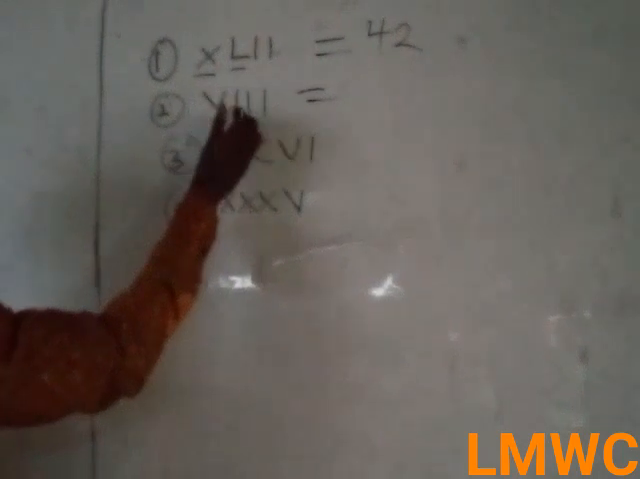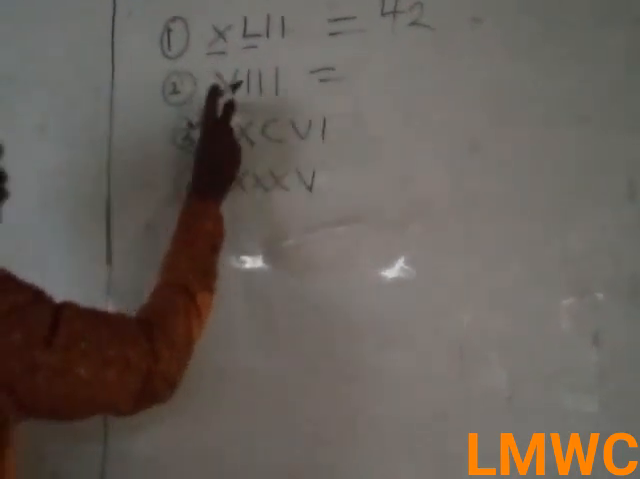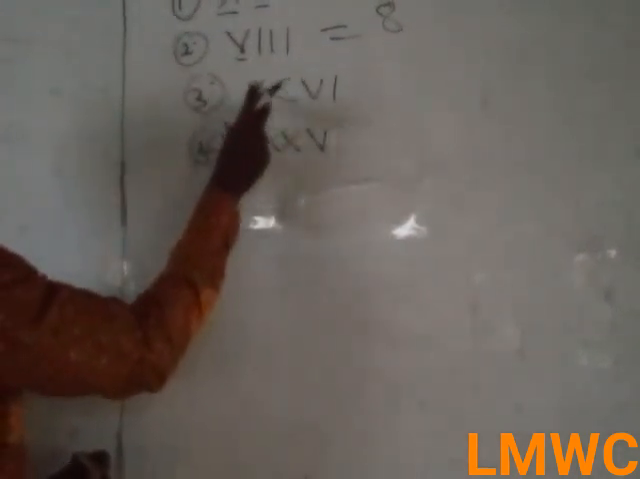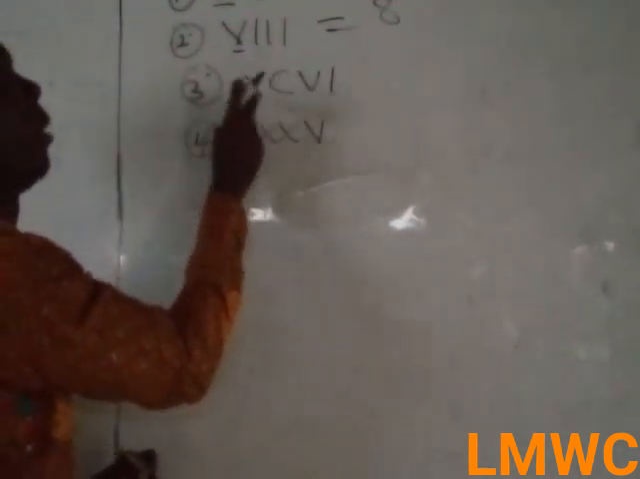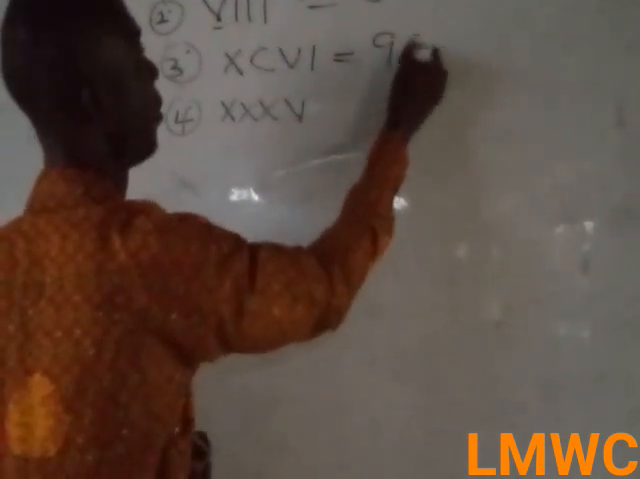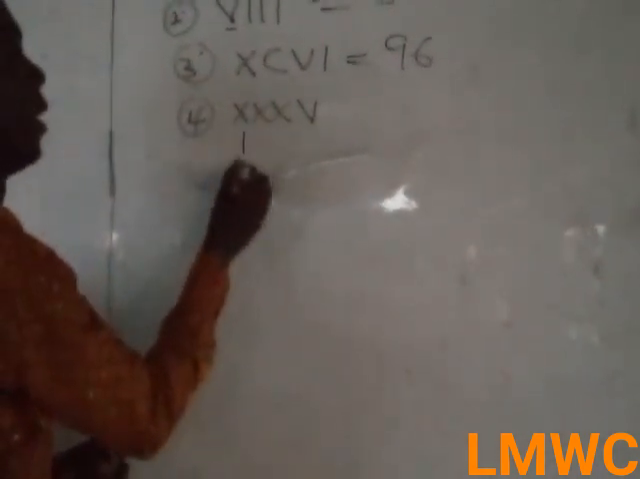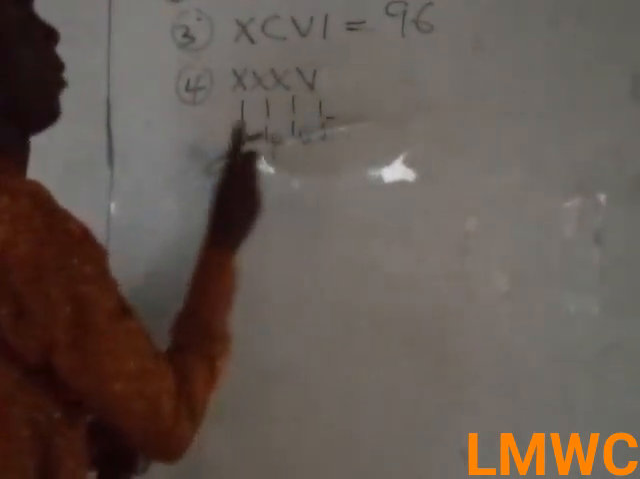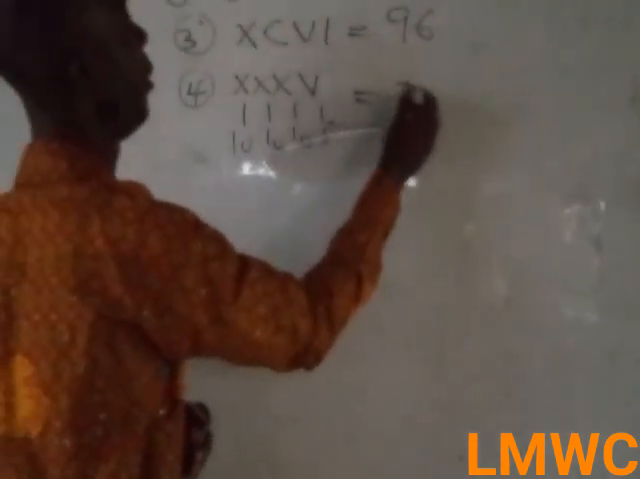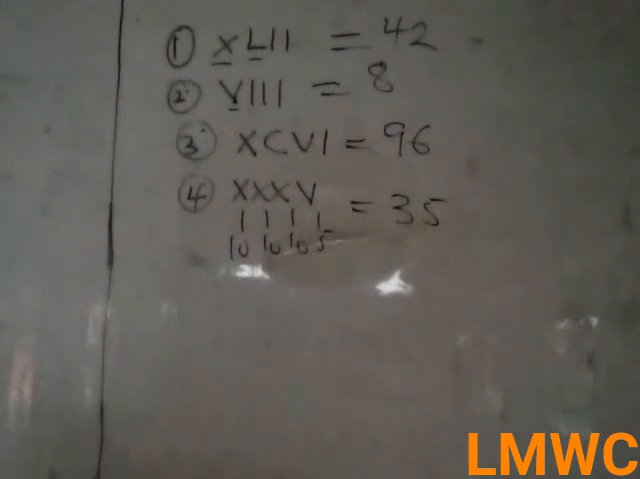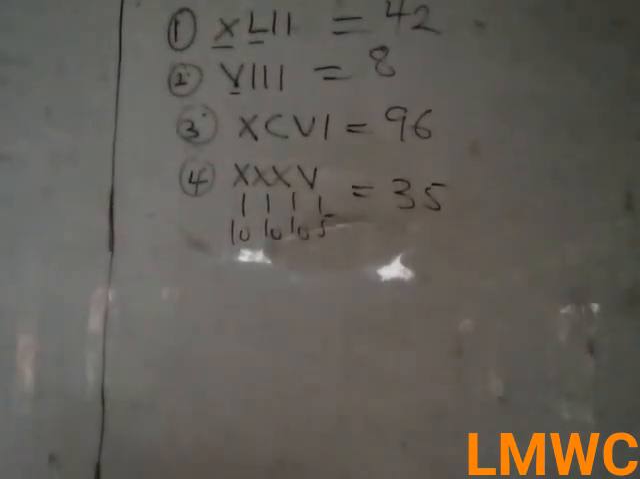We have 5 here. This is also 3. 5 plus 3 is 8. This is 10. This is 100. 100 minus 10 is 90. Plus 6, 96. This is 10. This is 10. And this is 10. 5. So 30 plus 5, we are having 35. Now we know how to write Roman numerals in Hindu Arabic numbers.